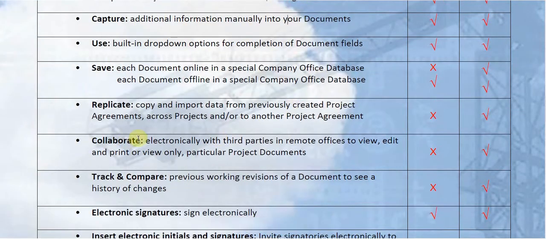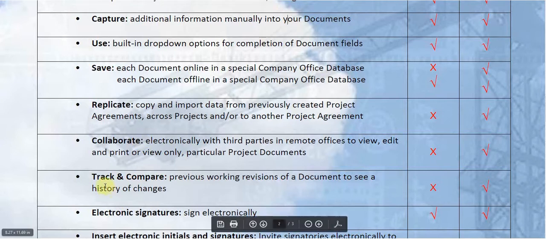Collaboration is a Pro Suite feature, so you can collaborate with other team members, invite them to a document, invite them to either view or edit or both, and then keep track of your documents in terms of the revision numbers. The online or cloud-based system will track and save each revision, and you can compare what changed between revision 4 and revision 5, as an example.